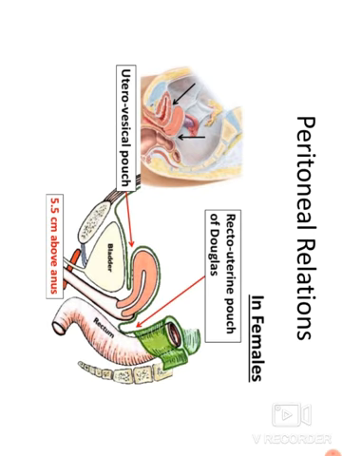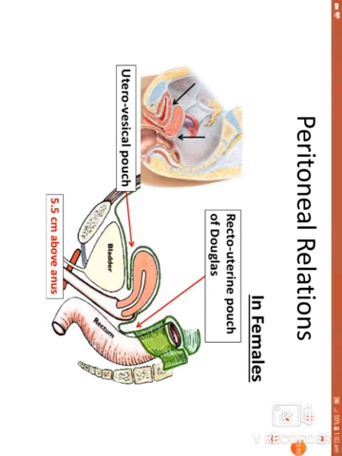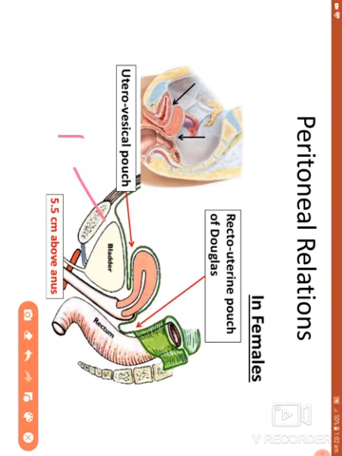Then coming to the peritoneal relations. Peritoneum, we know, is a serous membrane which lines the abdominal cavities. Here, this is the sagittal view. This is anterior, this is posterior, and the organs are all labeled. This green color is the peritoneum.